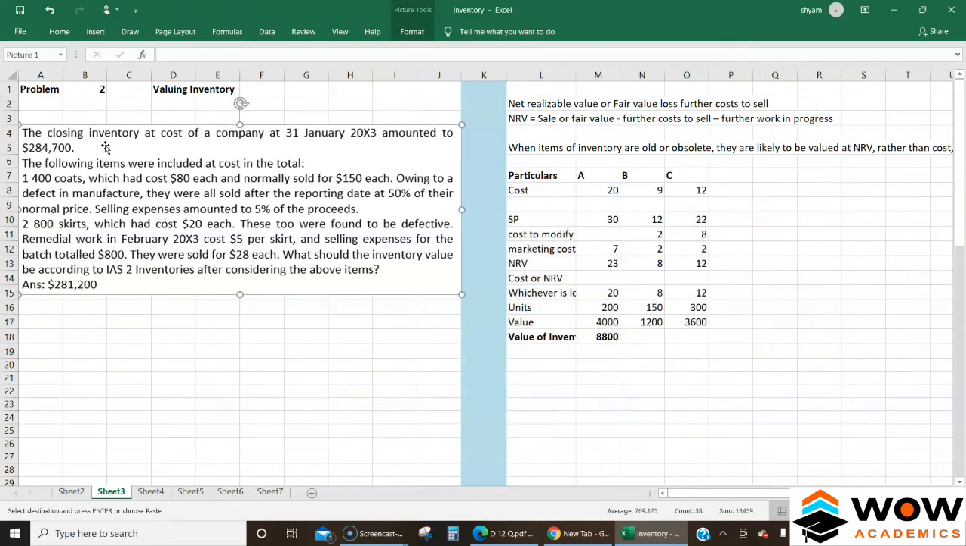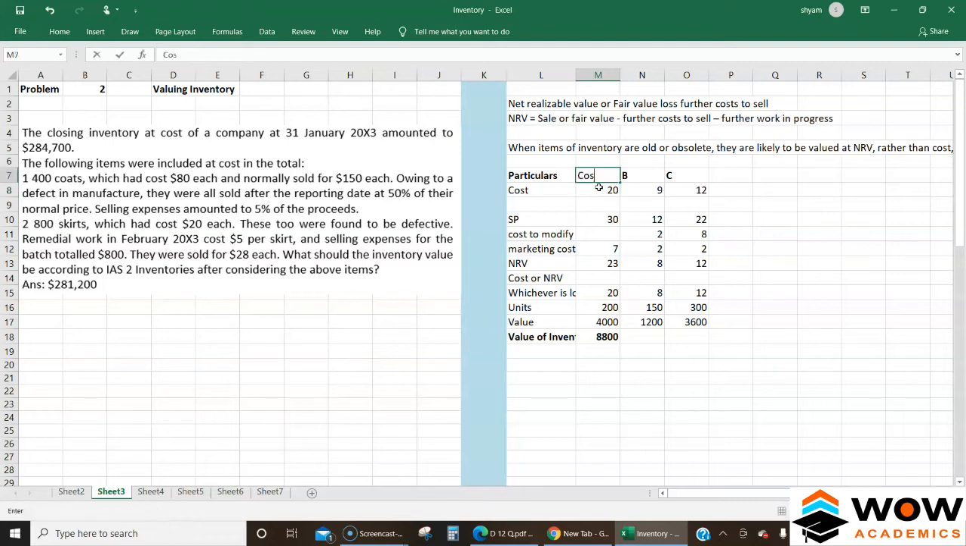The closing inventory at cost of a company at 31st January 2013 amounted to 2,84,700. The following items were included at cost in the total. Okay, so there is some inventory, and within that inventory, two items have been added at cost. So what we have to find out is what its cost really is and what would be the value of it.